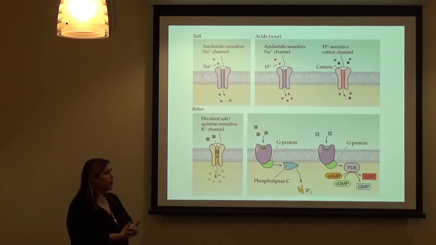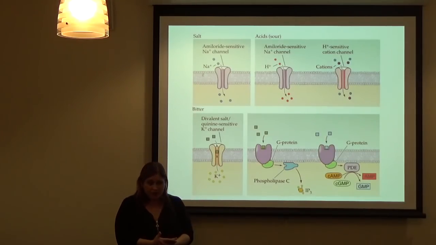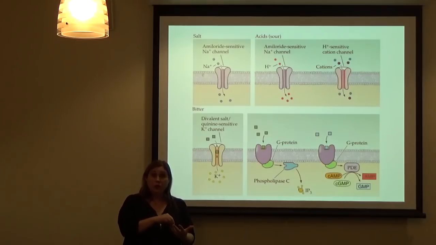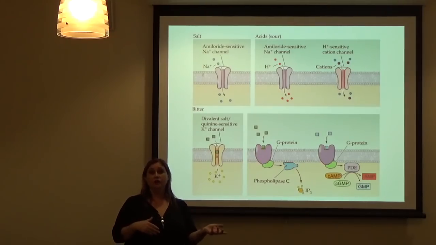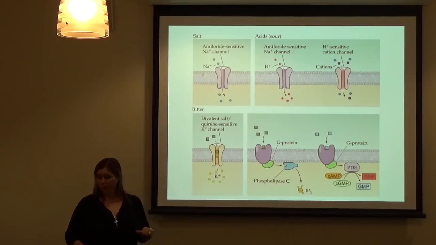You just want to know that regardless of what the tastant is, whether you're talking about any of the 5 basic tastes, they go into the sides of the papillae where the taste buds are, and the taste buds are clumps of taste receptor cells, and depending on what kind of tastant it is, it's either an ionotropic process or a metabotropic process.